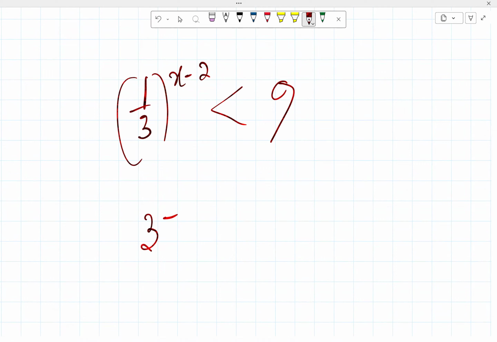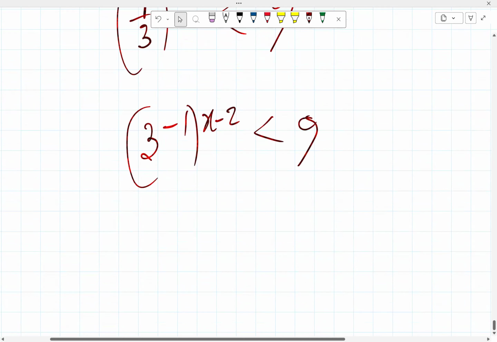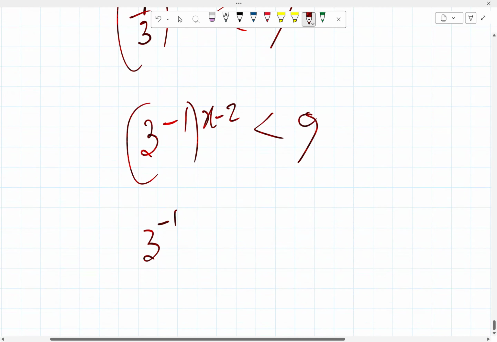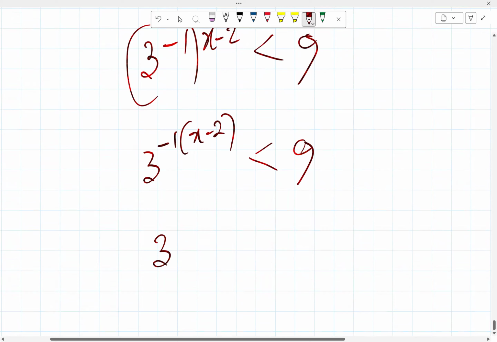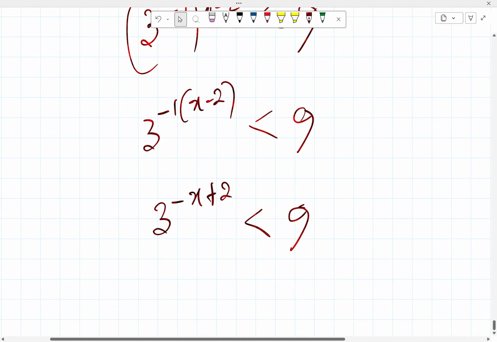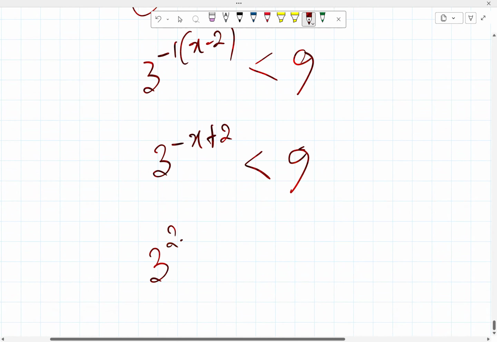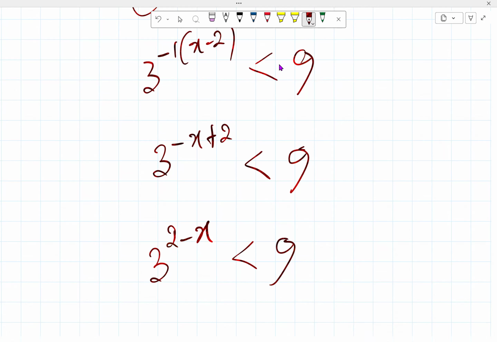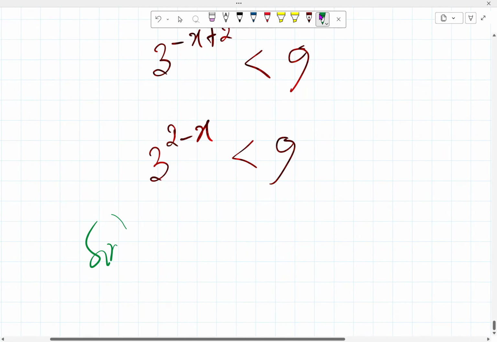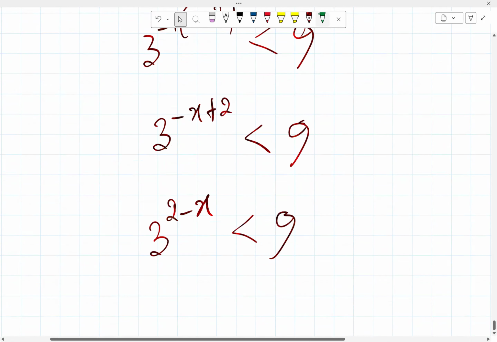1 over 3 is the same thing as 3 raised by minus 1, raised by x minus 2, less than 9. So we know that will be 3 raised by minus 1 times x minus 2 less than 9. Okay, so that means 3 raised by minus x plus 2 less than 9, right? And that is like 3 raised by 2 minus x less than 9. This 9 can also be written as 3 raised power 2. Okay? 9 is 3 raised power 2.